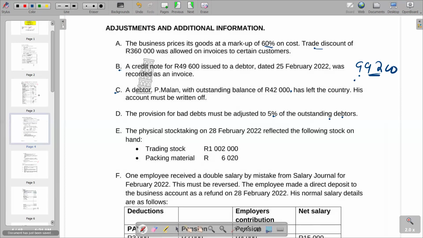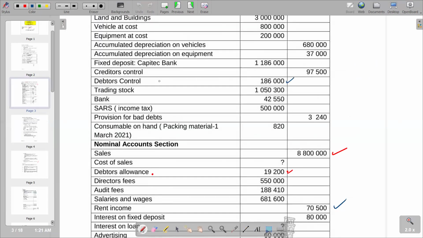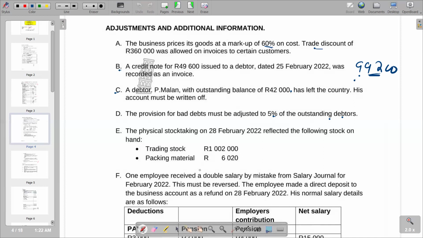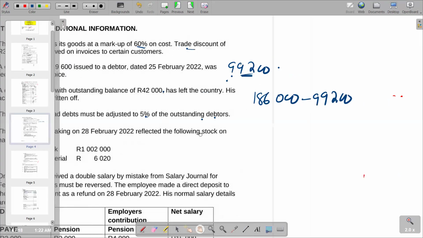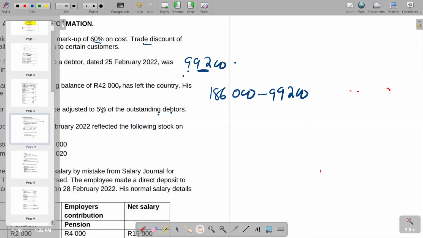Whereby we are saying the figure that we are given for debtors control is 186,000. So we're going to say 186,000 subtract 99,200, which is this figure, and also we subtract for the bad debts we got 42,000. So we can try to calculate and see what we get there.